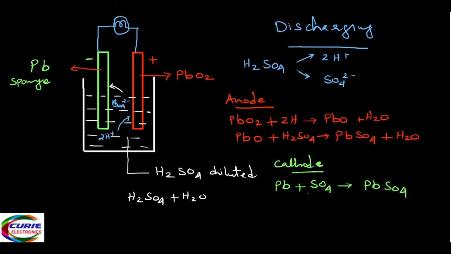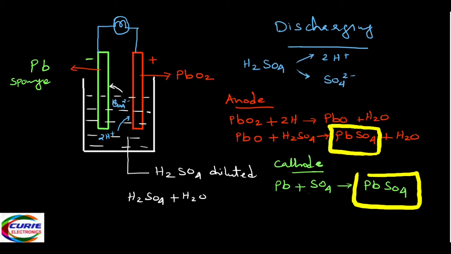Lead sulfate. Now what we understood: when it discharges, both the anode as well as the cathode are changing over to lead sulfate. Okay, that is a point we have to remember. As well as water is released during discharging.